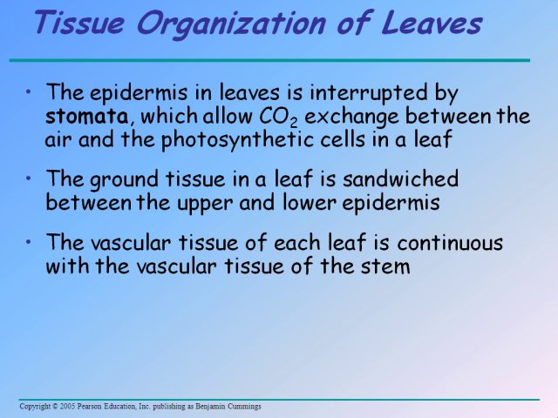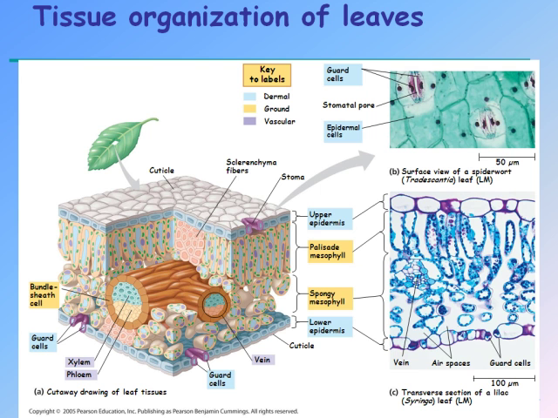The epidermis in leaves is interrupted by stomata, and I hope you remember what that means. They have guard cells on each side, and they regulate the passage of CO2 exchange between the air and the photosynthetic cells in a leaf, and oxygen also leaves through the stomata, and also water with transpiration. The ground tissue in a leaf is sandwiched between the upper and lower epidermis, and the vascular tissue of each leaf is continuous with the vascular tissue of the stem. That's what gives the leaves their veins.